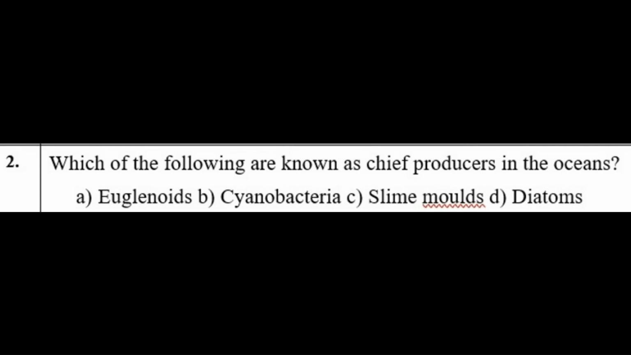Question number 2. Which of the following are known as chief producers in the oceans? Option A, euglenoids. Option B, cyanobacteria. Option C, slime molds. And option D, diatoms. And this one's answer is diatoms.